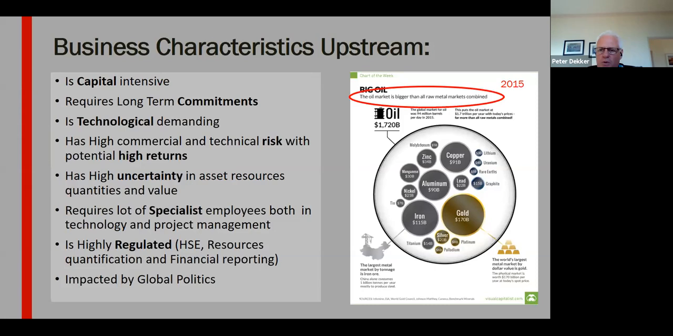To give you an idea, in 2015, the oil market was bigger than the entire raw metal markets combined. The oil market was $1,720 billion. And you can see here the gold was only 170 billion, iron was 115 billion, aluminum was 90 billion. So the oil market was really much bigger than all the metals together. That's in 2015, and that gives you a scale of how we look at it.